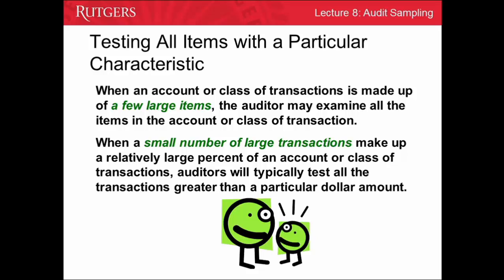More common than testing 100% of the items in an account balance or class of transaction is a technique in which the auditor tests all items with a particular characteristic of interest based on risk or monetary value. For example, if the auditor is aware of certain transactions that look unusual or present greater risk, the auditor should test all these items rather than applying audit sampling.